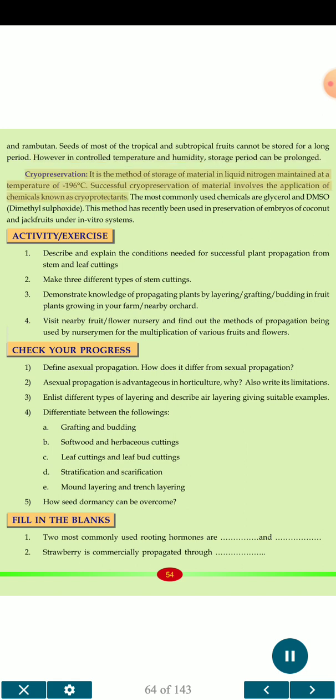Cryopreservation. It is the method of storage of material in liquid nitrogen maintained at a temperature of -196 degrees Celsius. Successful cryopreservation of material involves the application of chemicals known as cryoprotectants. The most commonly used chemicals are glycerol and DMSO, dimethyl sulfoxide. This method has recently been used in preservation of embryos of coconut and jackfruits under in vitro systems.